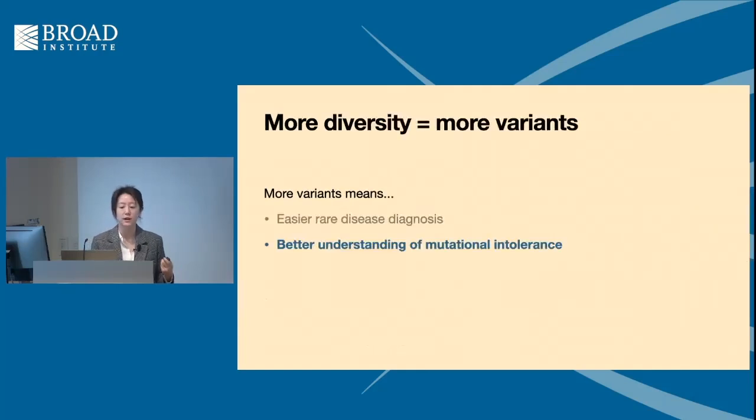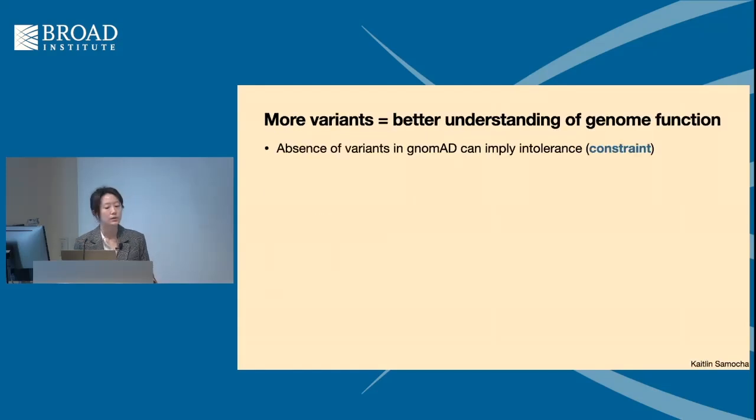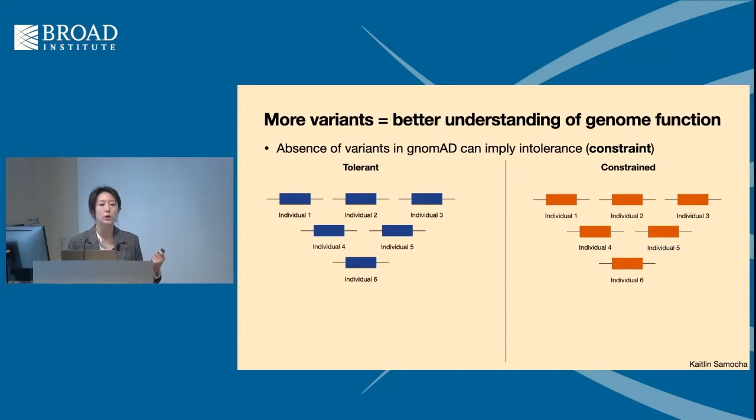So up until this point, I've talked a lot about the variants that we found in gnomAD. But just as interesting are variants that we haven't yet discovered. So absence of variants in a data set such as gnomAD can imply intolerance or constraint. And to quickly orient you to what I mean by constraint, I'm showing two scenarios here. On the left is a gene that is relatively tolerant of mutation. And on the right is a gene that is relatively intolerant of mutation. So just based on baseline mutation and chance over time, mutations will arise in these genes.